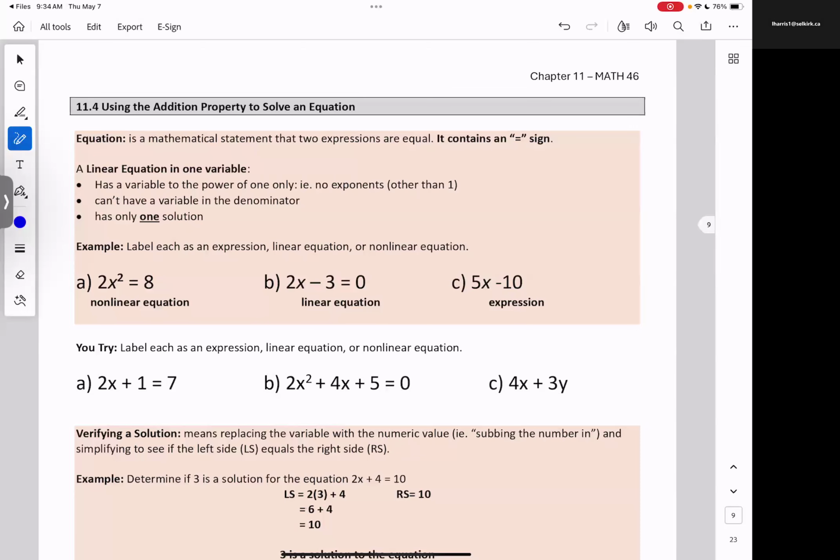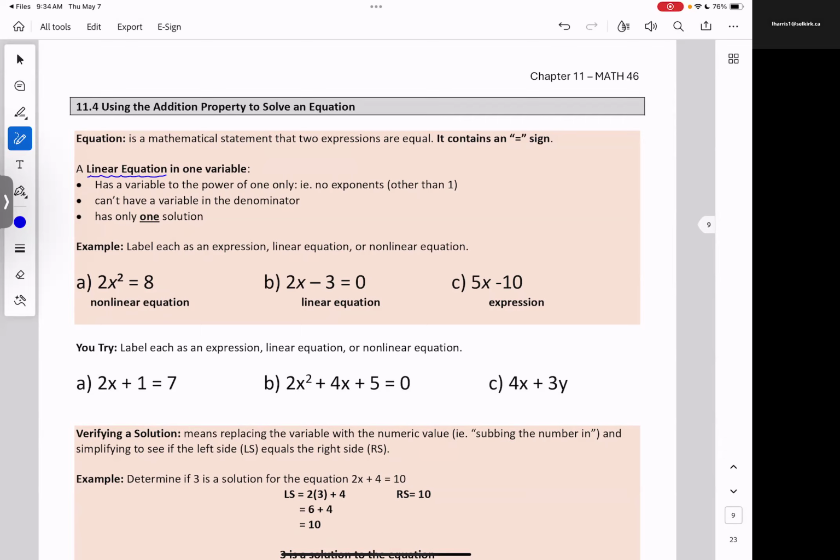In 11.4, we get into one of the most useful parts of algebra, which is solving equations. We're going to be solving linear equations in this class. Linear equations have a variable which is to the power of 1 only, so we don't have any exponents other than 1. We're not going to have any variables in our denominator, and we're just going to have one solution for these equations.